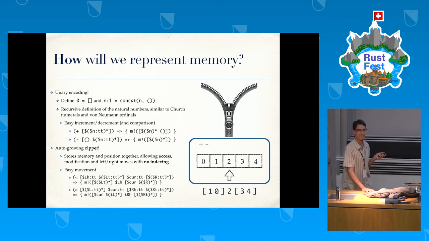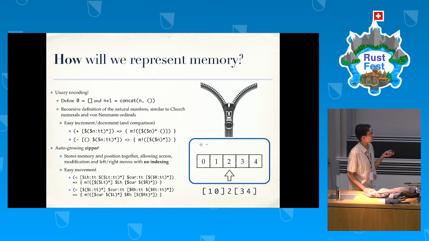So here's what that looks like written down as a macro rule. It's a little harder to read. But you can see in this set of square brackets, I'm taking the first element and the rest. So this is the elements to the left, the current element, and the elements to the right. For example, the current element is 2, elements to the left, 1 and 0, elements to the right, 3 and 4. You might notice that these are stored in reverse order.